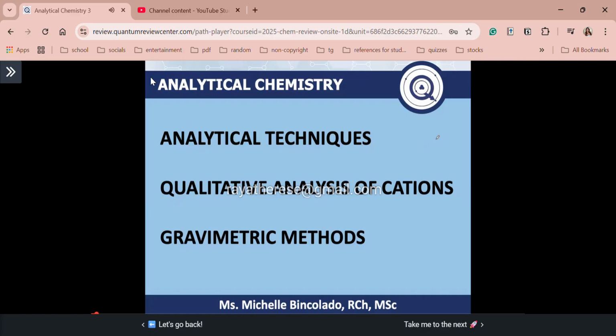So here for Anachem 3, we have the following topics: analytical techniques. So we will have an overview of the analytical techniques from classical to instrumental, followed by qualitative analysis of cations, and then gravimetric methods. So ito class ang start ng chapter natin kung saan nag-discuss tayo ng techniques. Okay, so each of our practice tests will be devoted na class sa mga analytical techniques. And starting ngayon, we have the first one, which is gravimetry.